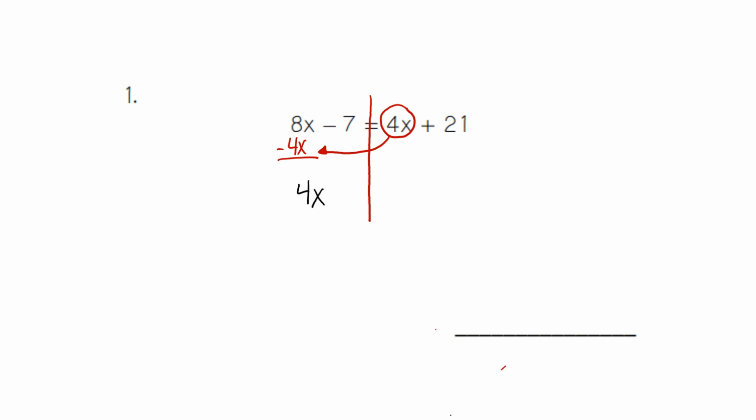Now, just as we moved our variables, we're going to take our whole numbers and move them the opposite direction. So our negative 7, we're going to move it to the other side, and it's going to become a positive 7. 21 and positive 7 gives us a value of 28. When you have only two numbers left, 4x and 28, our final step is to divide. We always divide in order. The 28 divided by the x value 4, and 28 divided by 4 is 7. X equals 7 is our final answer.